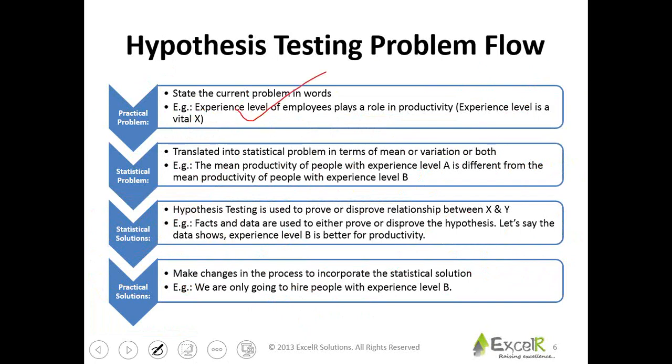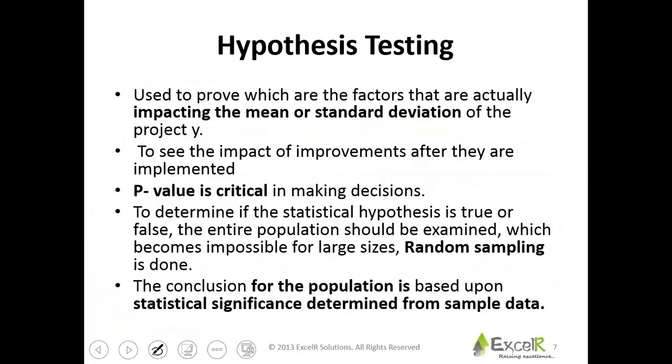So you had a problem, you told me that experience level of employees is playing a key role in productivity. I've done statistical analysis using hypothesis testing. I proved that people with experience level B have better productivity. Hence, I recommend that we hire only people with experience level B. That way our company productivity is going to increase. All right.